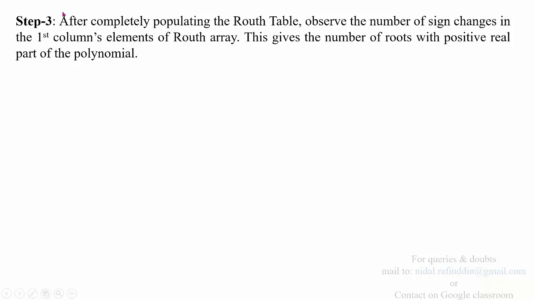If you observe the sign changes to happen in the first column of the table, so it's written here, observe the number of sign changes in the first column's elements of Routh array. This gives the number of roots with positive real part of the polynomial. Positive real part of the polynomial means that those roots will be lying on the right half of the S plane and will be making the system unstable.